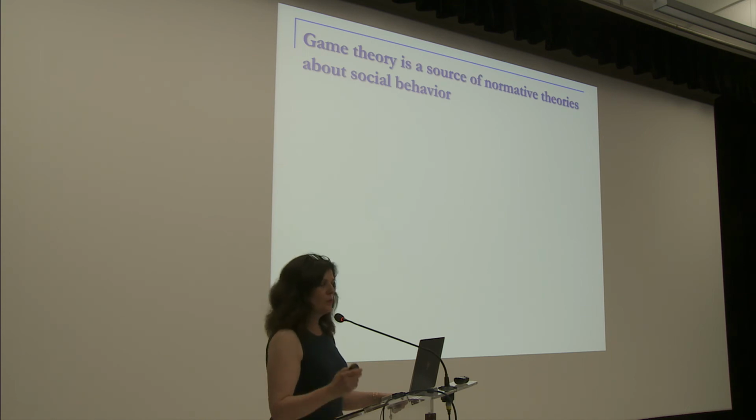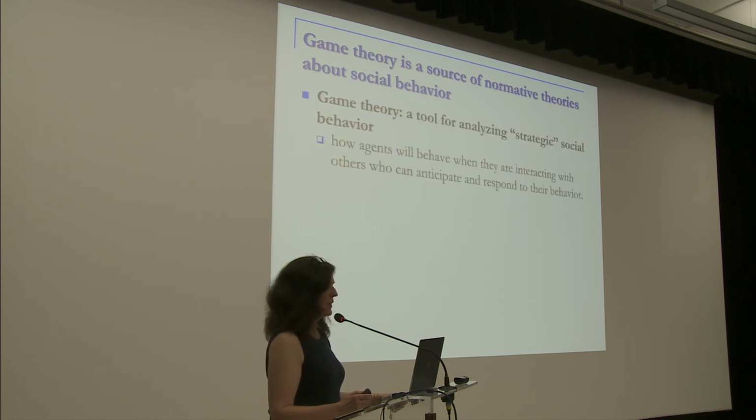So game theory is a source of normative theories about social behavior. You can have normative theories about social behavior, very highly analyzed ones. Game theory is a tool for analyzing what people call strategic social behavior, which is how agents will behave when they're interacting with other agents who can anticipate and respond to their behavior. Economists use it to analyze how people respond to incentives that are present in the immediate situation. And their models typically assume rational actors who calculate the payoffs of alternative options, anticipating that other players will do likewise, and choose the option most likely to maximize their short-term profits.